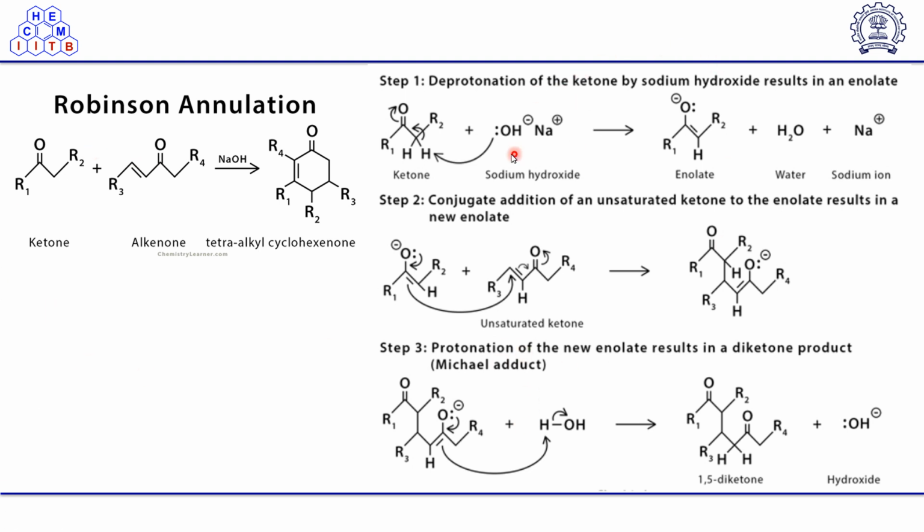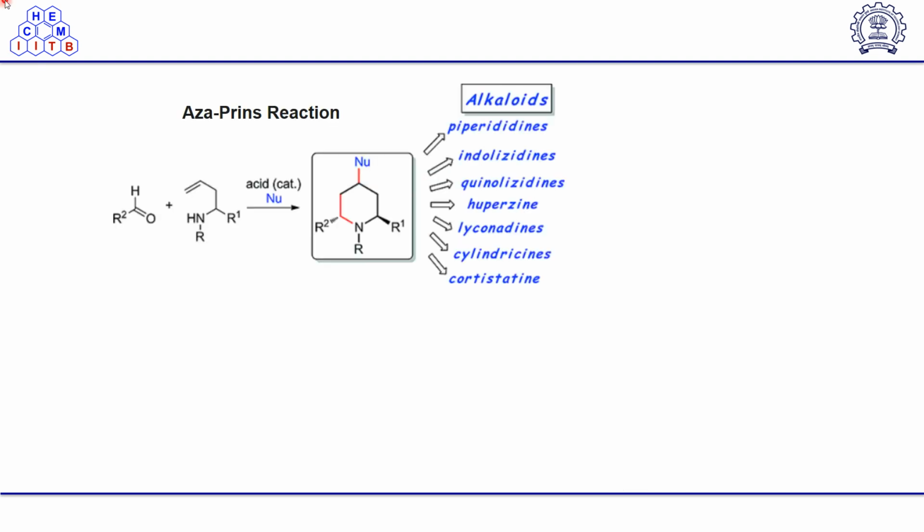That is deprotonation of the ketone by sodium hydroxide resulting in this enolate. Then conjugate addition, that is Michael addition, and then aldol reaction will take place. Aldol condensation will take place to form this diketone type of compound, this Michael adduct, and then the cyclization will take place to give this Robinson annulated ring product.